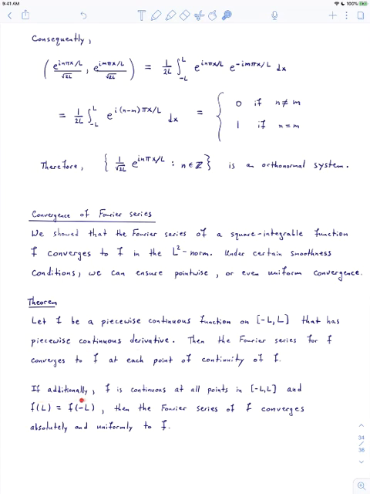Now, if in addition f is continuous at all points, so we're still saying that f has piecewise continuous derivative, but if additionally f is continuous at all points and f at L is equal to f at minus L, then the Fourier series converges absolutely and uniformly to f. These are not trivial conditions, but these are very common conditions for us. We will continually see these kinds of conditions, so we will get at least pointwise convergence, if not uniform convergence.